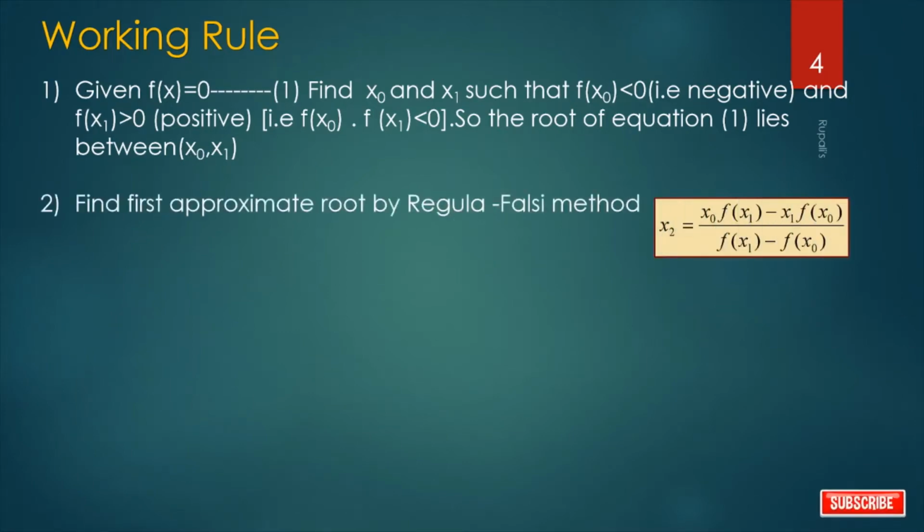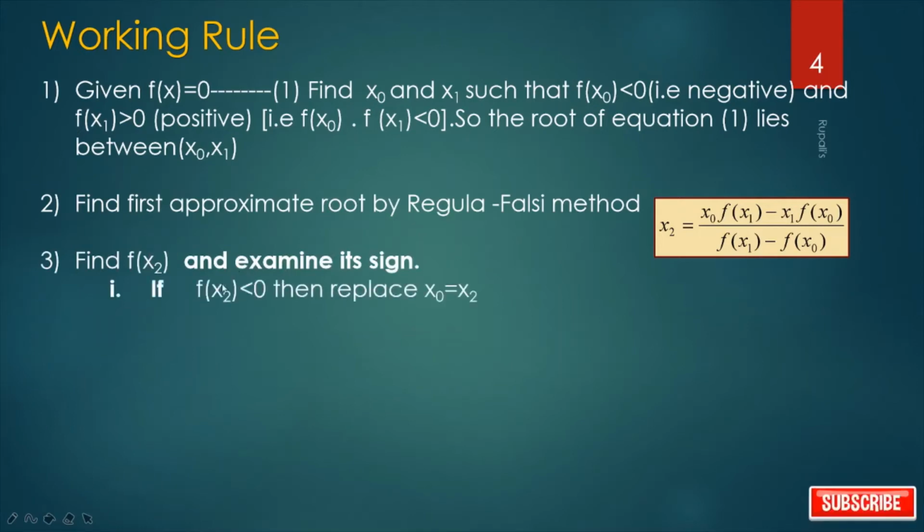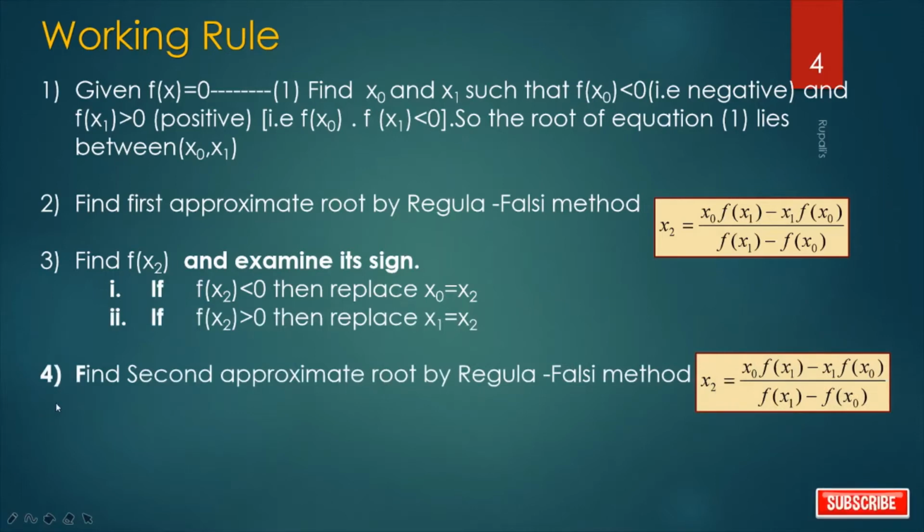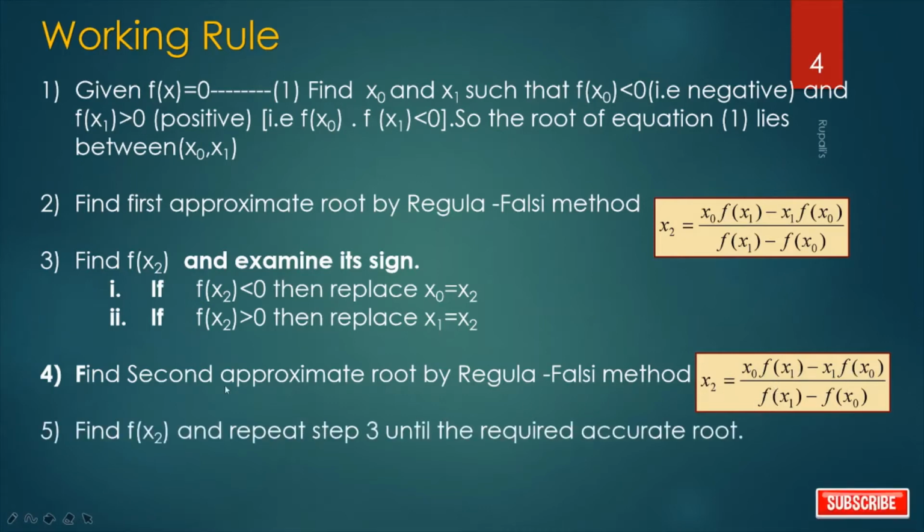Find the first approximate root by Regula Falsi method, which is x2 = (x0 f(x1) - x1 f(x0)) / (f(x1) - f(x0)). Find f(x2) and examine its sign. If f(x2) is less than 0, then replace x0 = x2, and if f(x2) is greater than 0, then replace x1 = x2. Find the second approximate root by Regula Falsi method, that is x2 = (x0 f(x1) - x1 f(x0)) / (f(x1) - f(x0)). Find f(x2) and repeat step 3 until the required accurate root.